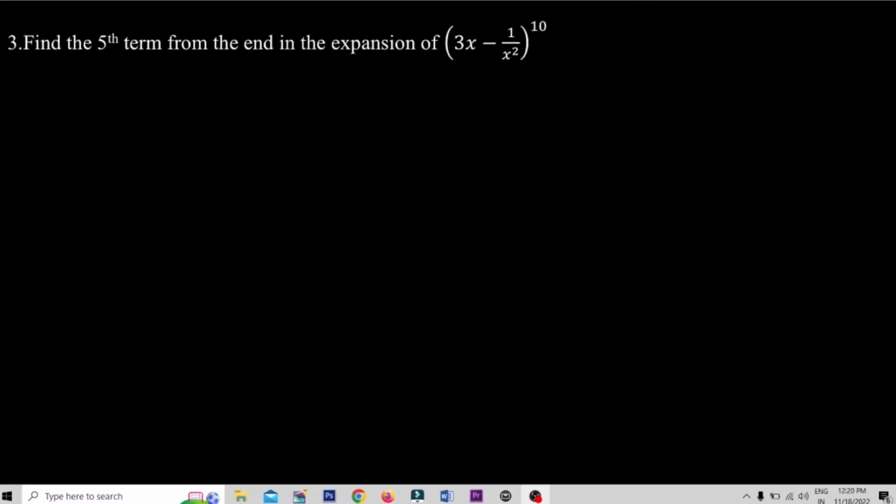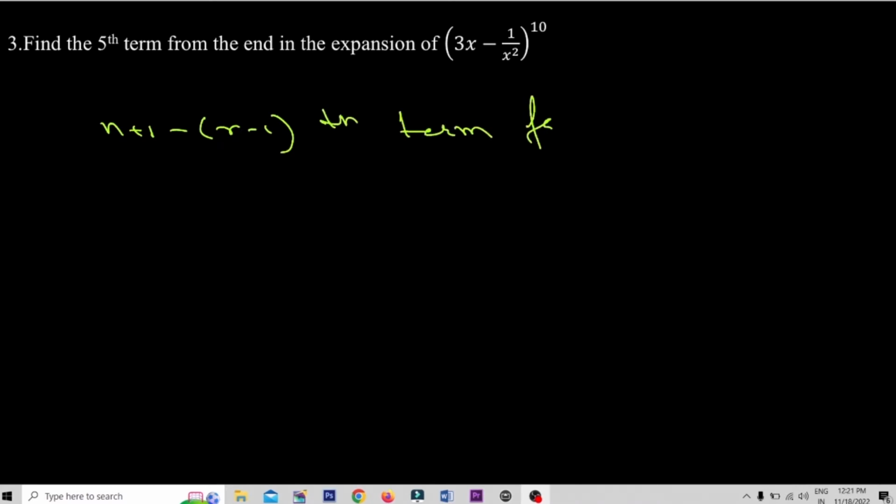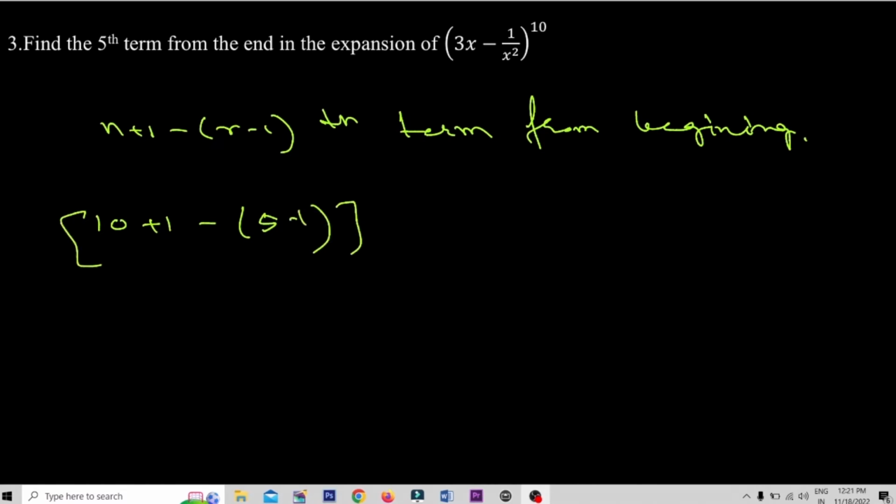Next sum. Sum number 3. Find the 5th term from the end of this expansion. So once again, rth term from the end is n plus 1 minus of r minus 1th term from beginning. Therefore, if we apply this concept, we are getting 10 plus 1 minus of 5 minus 1. It means 7th term from the beginning.